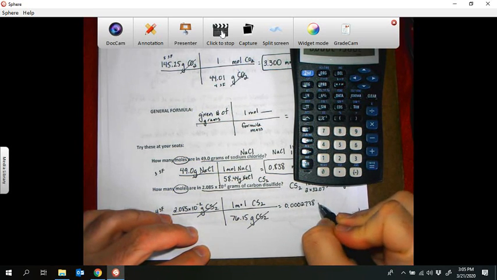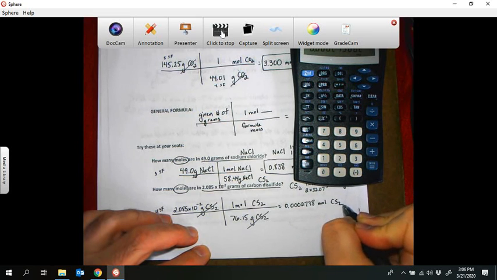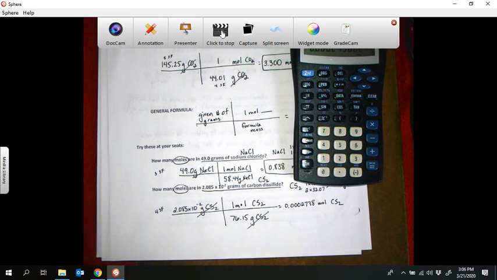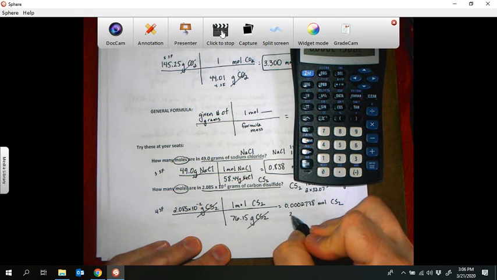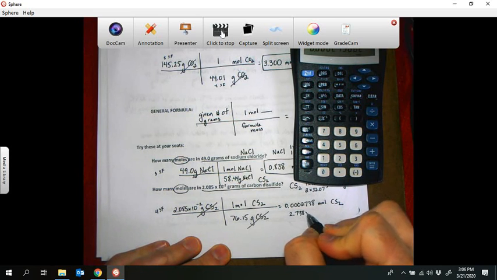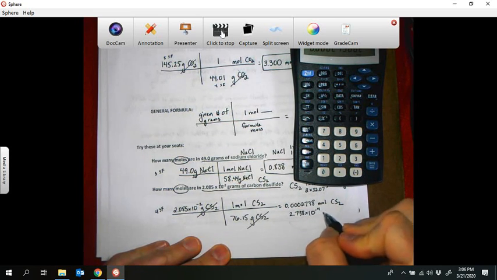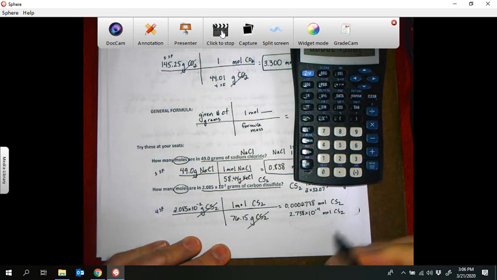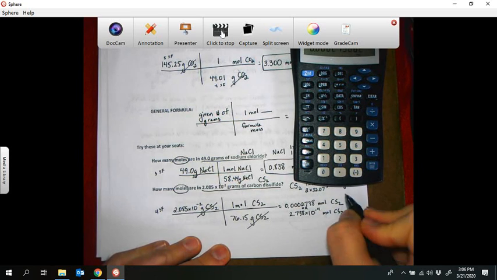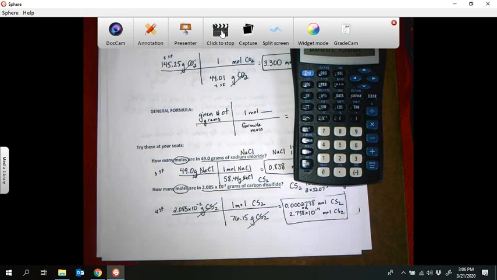0.002738 moles of CS2. Now, if you wanted to put that in scientific notation, we'd have 2.738 times 10 to the negative 4th moles of CS2. Either one is absolutely correct. That's the end of this video.